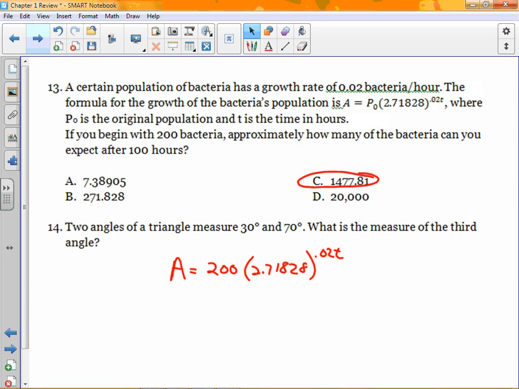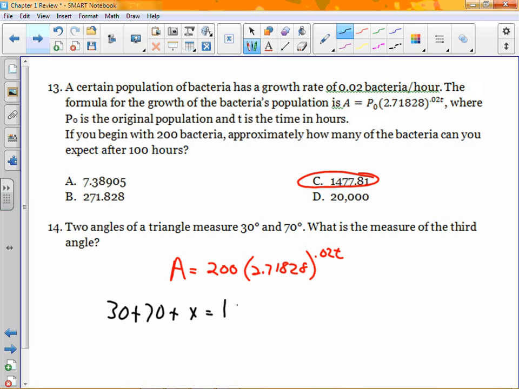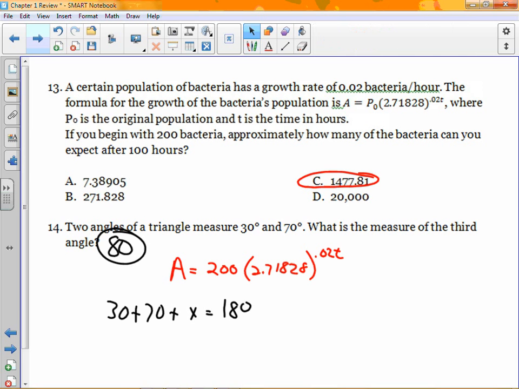All right. So the sum of them is 180. I have 2 of them. Anybody? Keep going.